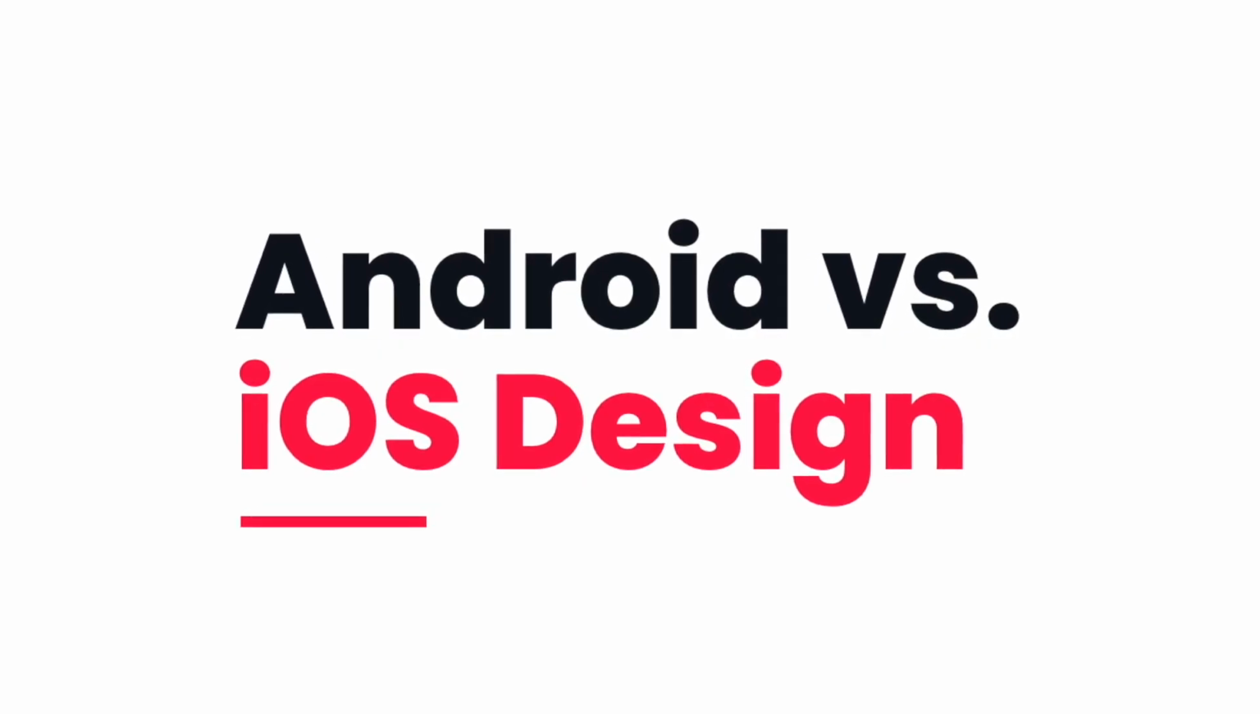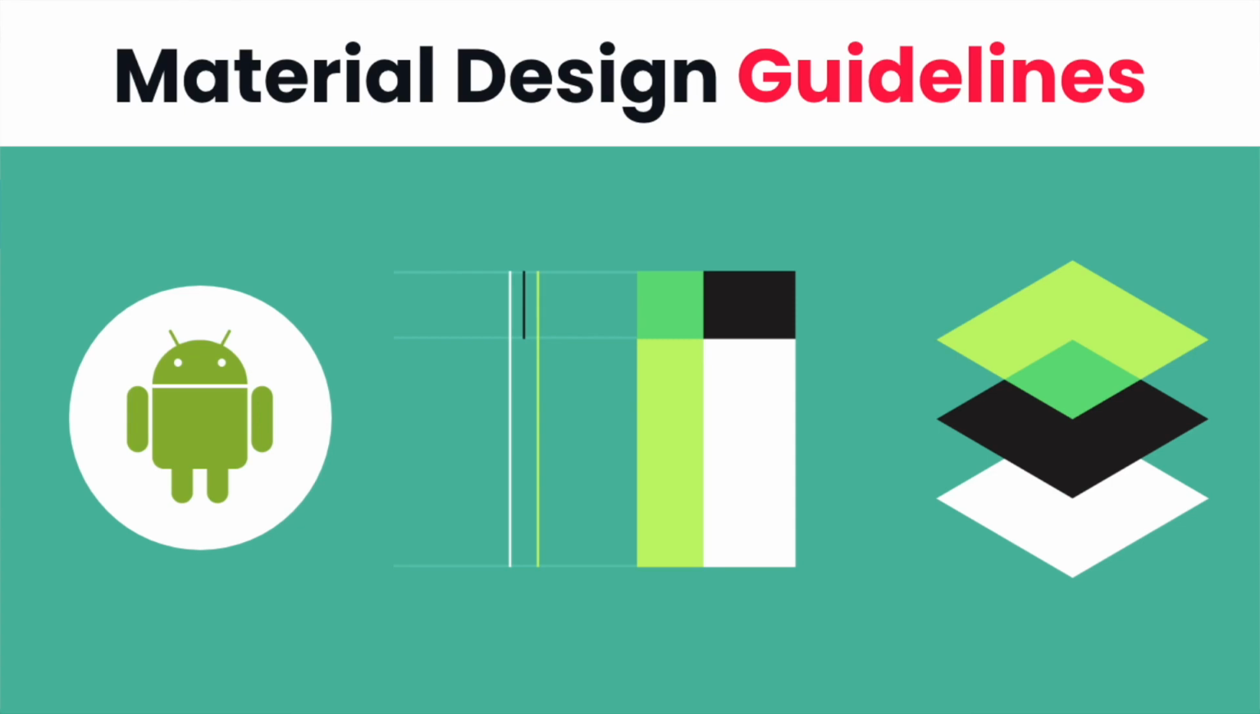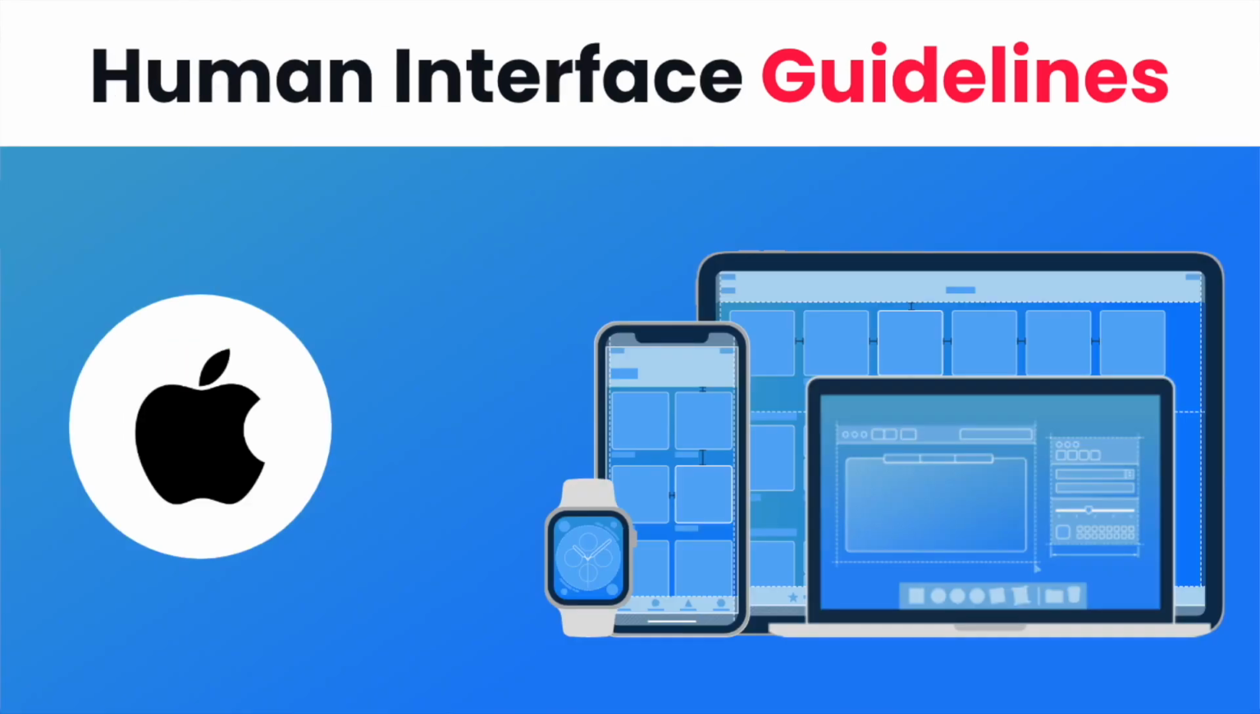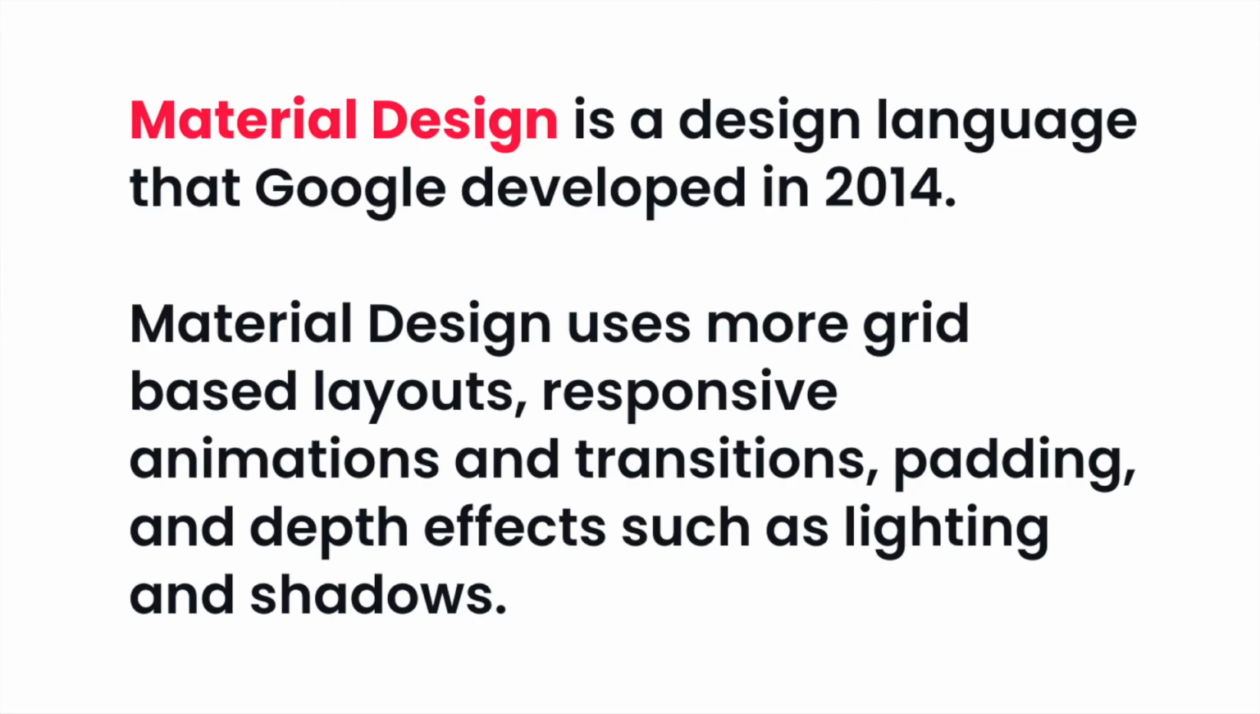Android versus iOS design. Android design is based on Material Design guidelines, and iOS design is based on Human Interface Guidelines. Material Design is a design language that Google developed in 2014. Material Design uses more grid-based layouts, responsive animation and transitions, padding, and depth effects such as lighting and shadows. By using Material Design guidelines, you can create designs for multiple platforms.